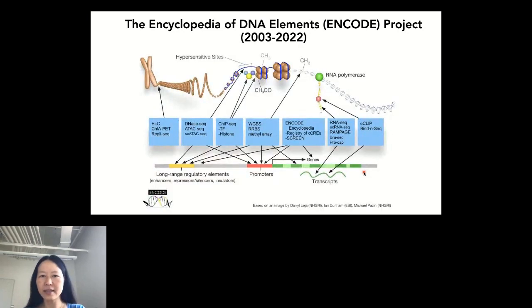So what kind of data has ENCODE generated in the 2 decades? A lot of it related to chromatin structure, different kinds of chromatin accessibility, transcription factor binding, histone modifications, DNA methylation, RNA transcription, RNA binding protein binding sites. And my lab has been very active in building the ENCODE Encyclopedia, specifically building a registry of candidate Cis-Regulatory Elements and its associated tool called the SCREEN, you might have heard.